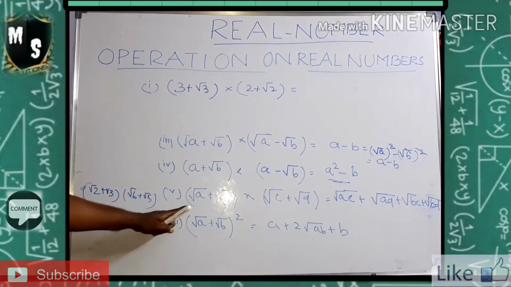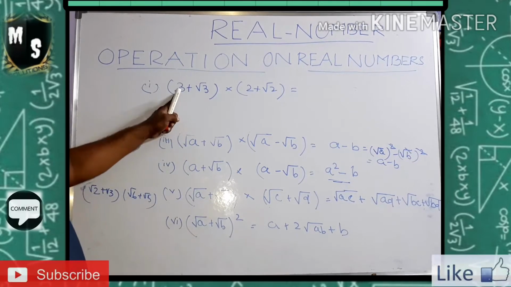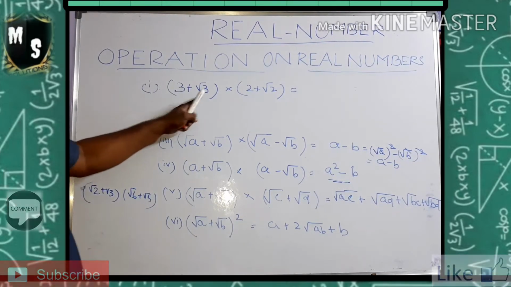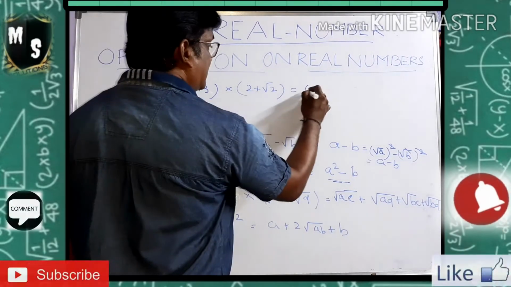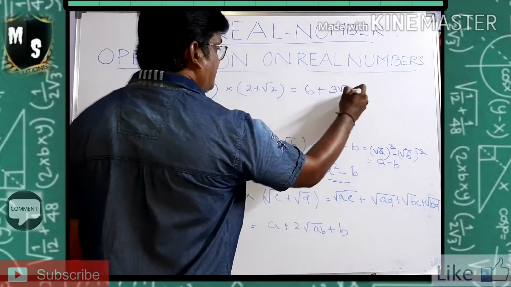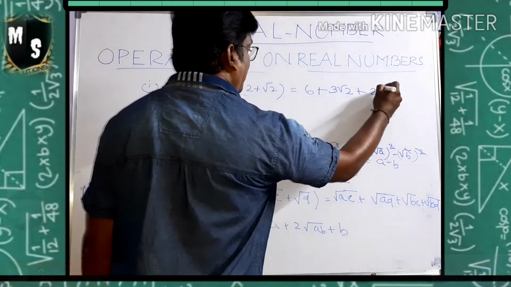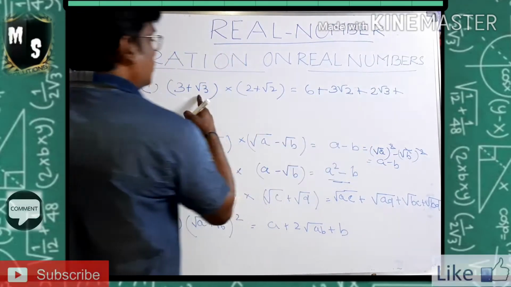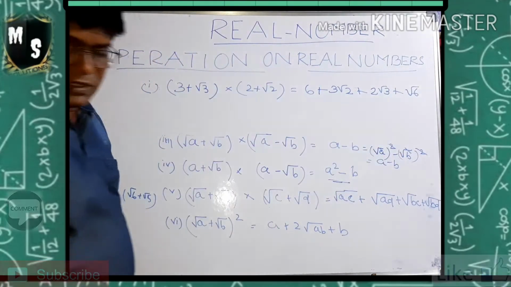So it is under this category. I think root A, root B. Here it is not root A, B, C, D. So multiply. 3 into 2, we can write 6, plus 3 into root 2, we can write 3 root 2, plus root 3 into 2, we can write 2 root 3, plus root 3 into root 2, we can write root 6. So this is the answer for you.